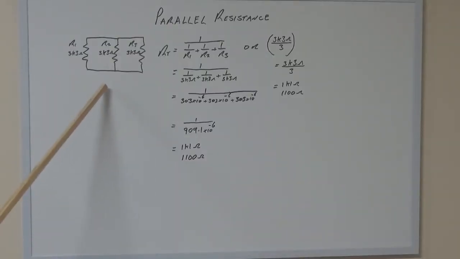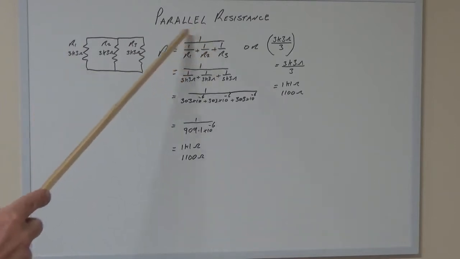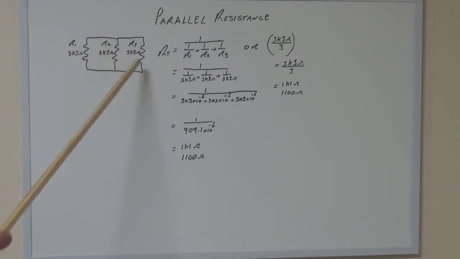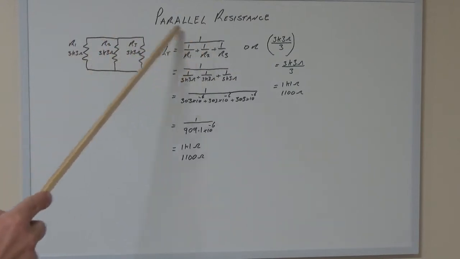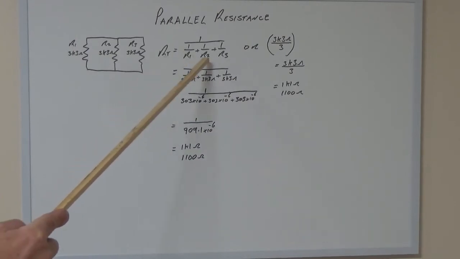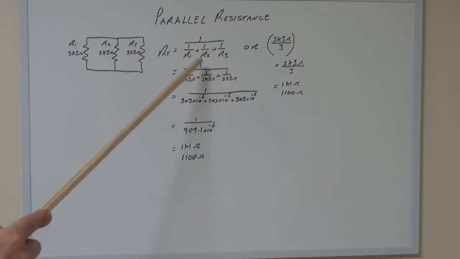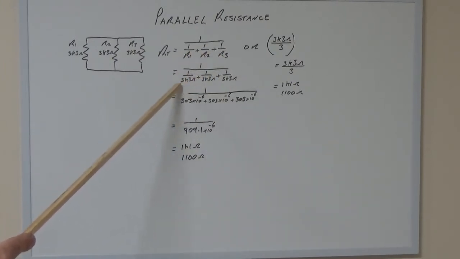So what we're going to have a look at now are 3 resistors in parallel. As you can see, we've got 1, 2 and 3. The value of each of the resistors is 3.3k ohms. And to calculate the total resistance of this circuit, we'll have to use this formula here. So you've got RT, which is total resistance, equals 1 over R1 plus 1 over R2 plus 1 over R3. That's just broken down into here.